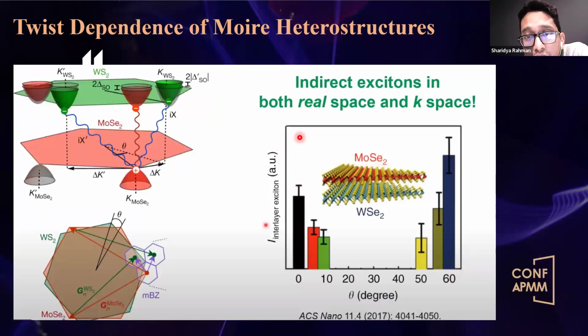Now these Moiré interlayer excitons are highly sensitive to the interlayer twist angle, right? So when the two layers are stacked together, there is an interlayer twist angle in between them. This interlayer exciton formation efficiency can be altered by the interlayer twist angle as well. For instance, if the interlayer twist angle is increased, then the formation efficiency of the interlayer excitons is reduced. And this is because with increasing twist angle, in the Brillouin zone, the k-space orbital becomes indirect, and as a result, their formation efficiency is reduced as well.